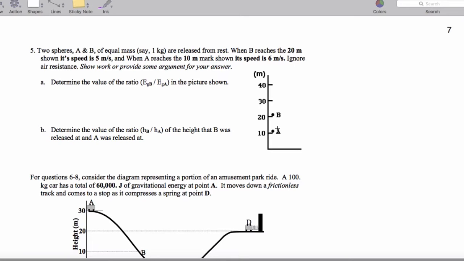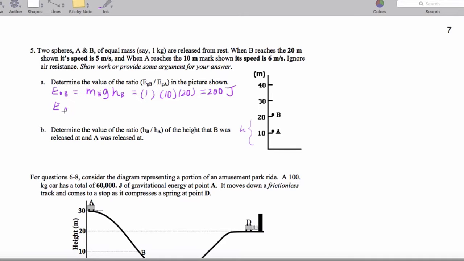So, what we want to do is determine the ratio of these two energies. Let's be clear. We want the gravitational energy ratio. So EG of the second ball is going to be M of B times G times H of B, whatever that is. And now we look that up. So they have equal mass, so that's going to be 1 times 10. And B is at 20, so that gives us a gravitational energy of 200 joules. All I'm doing is looking at the height and using the MGH formula to calculate it.